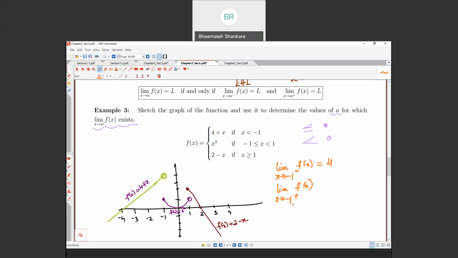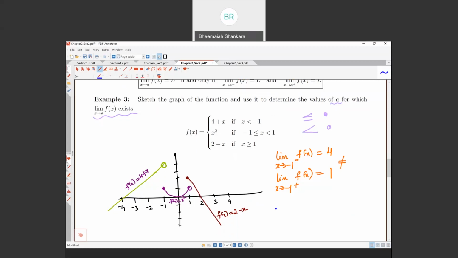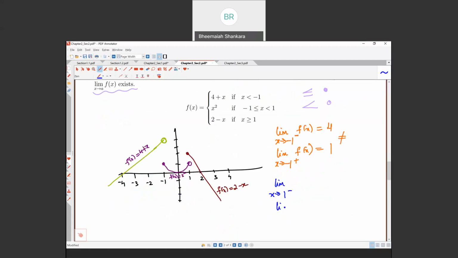Whereas when x approaches -1 from the right, the value of the function approaches 1. So you see that these values are not equal, which means a cannot be -1. So let's try to discuss the limit for x approaching 1 minus, approaching 1 from the left, and x approaching 1 plus, approaching 1 from the right.